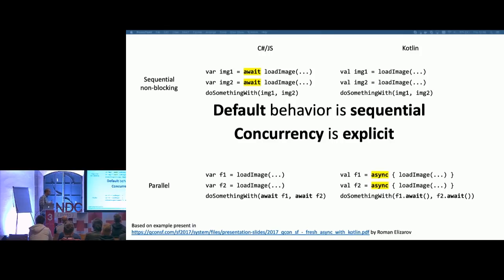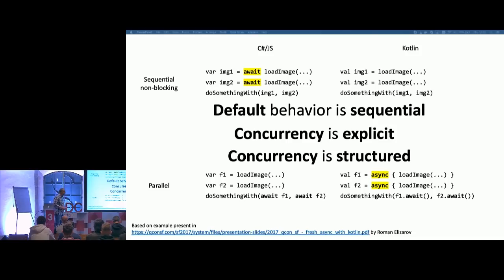Not only is concurrency explicit, I need to turn it on explicitly by calling async. Concurrency is structured. And what does this mean? It means that when I'm branching out, creating concurrency, I'm doing it in the context of a scope. Namely, I can only call async if the context where I am already has a scope.